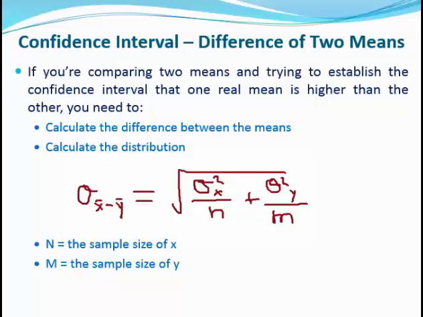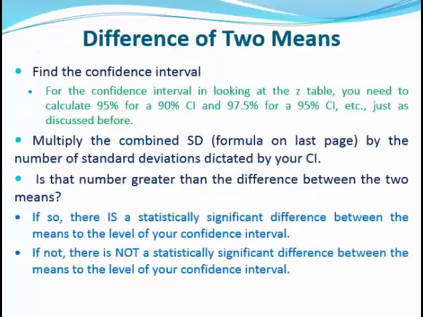You have your standard deviation of the distinction between your two samples. Once you have that, as we'll see, it's pretty much the same thing as doing the previous example. It's pretty much doing the same thing as looking for the standard deviation from one mean. So once you do that, you just continue as we looked at before. First, you have to find your confidence interval.